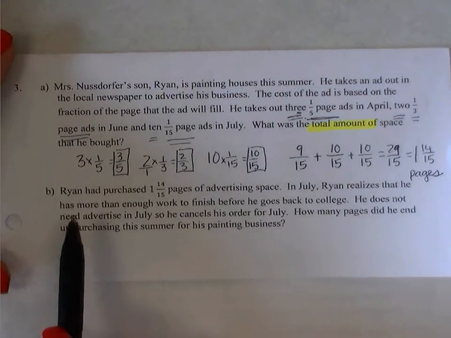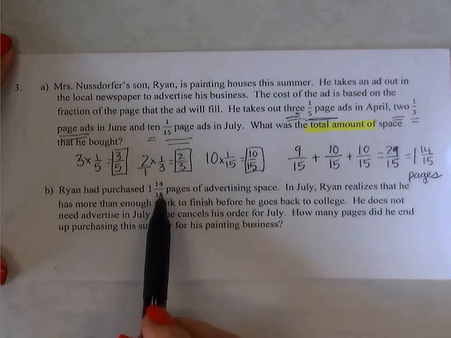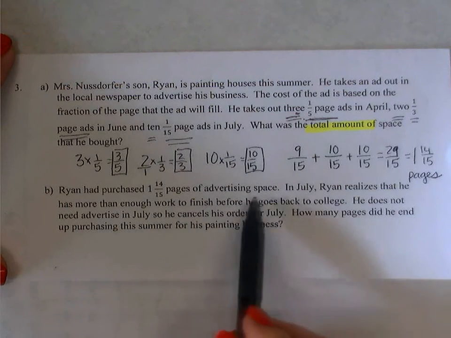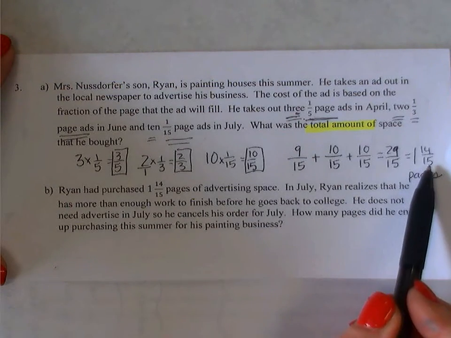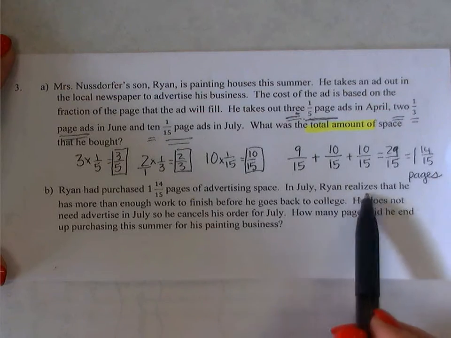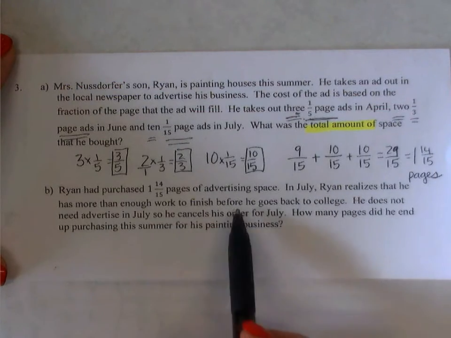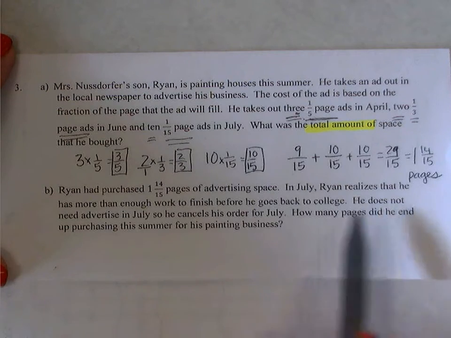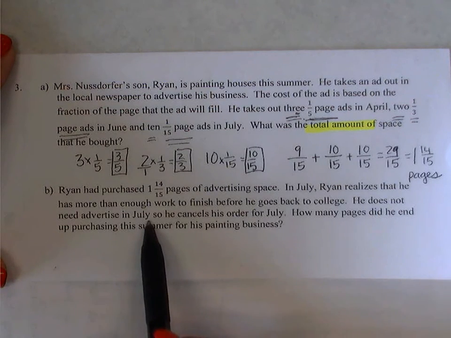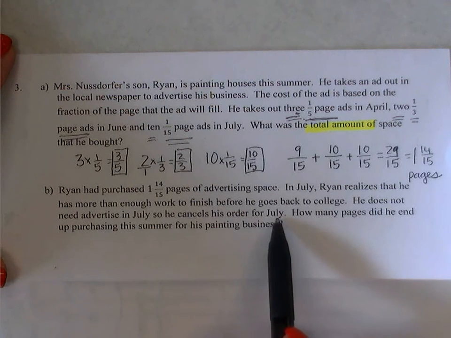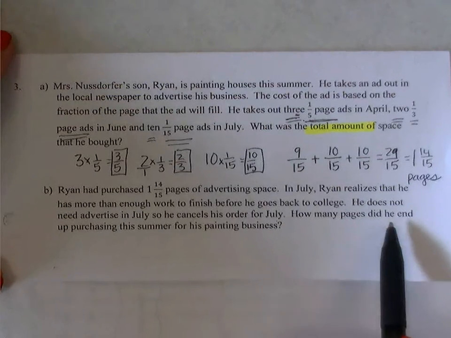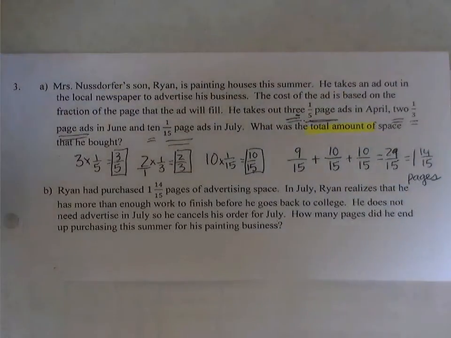Okay, the next question says Ryan has purchased 1 and 14/15 pages of advertising space, and that is true, that's what we found. In July, Ryan realizes that he has more than enough work to finish before he goes back to college. He does not need to advertise in July, so he cancels his order for July. How many pages did he end up purchasing this summer for his business?